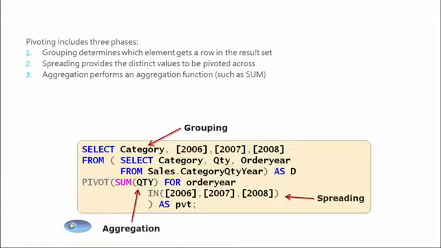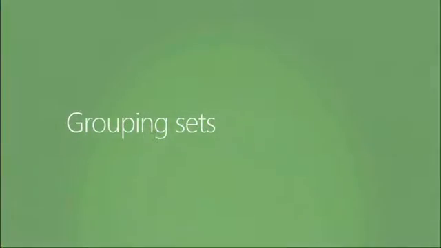So the grouping determines the elements that get populated in the result set. The spreading provides the distinct values that we're going to use, and then the aggregate function, in this case, is the sum that we're going to use. So we get a sum in that instead of the individual items that we have set up here.